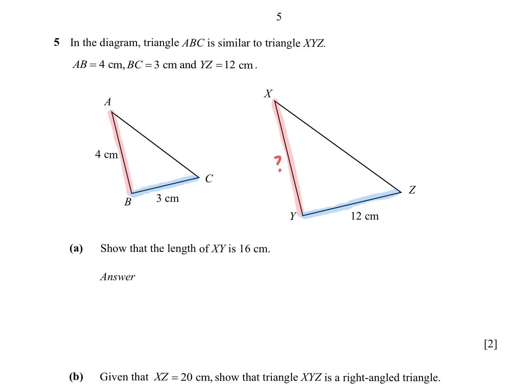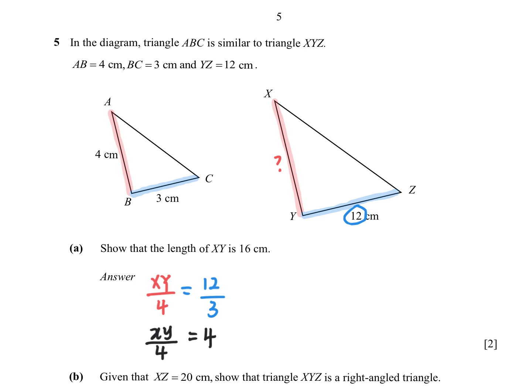So the ratio between xy to 4 is the same as the ratio between 12 and 3. So the ratio is always this is to this compared with this is to this. So you use this ratio to help you. So this gives you 4.